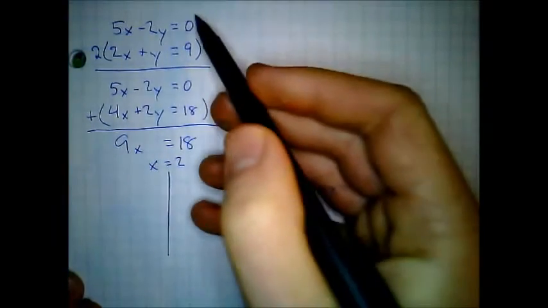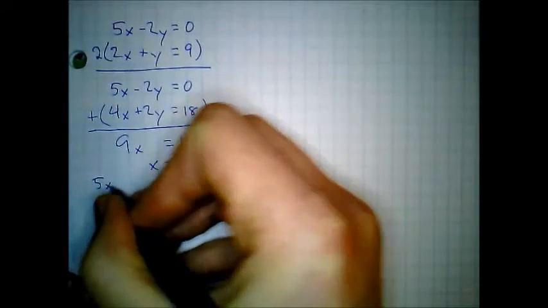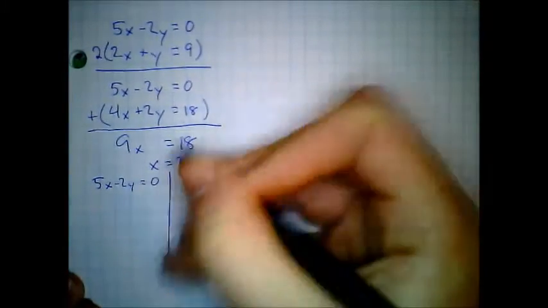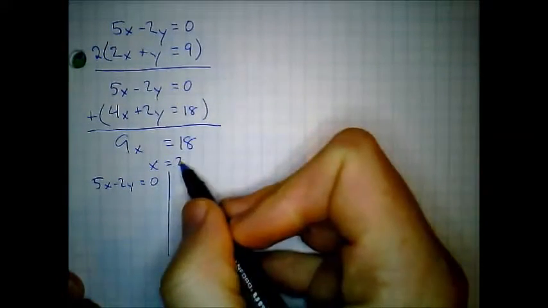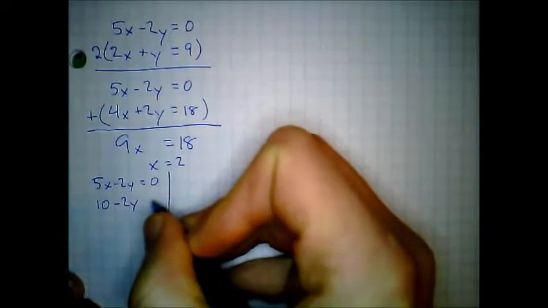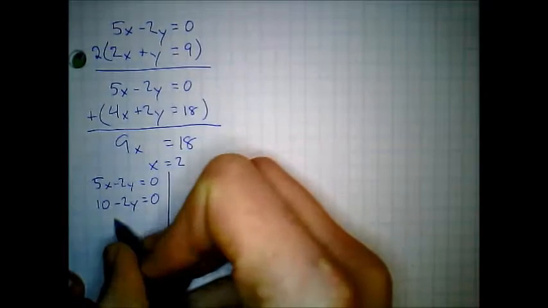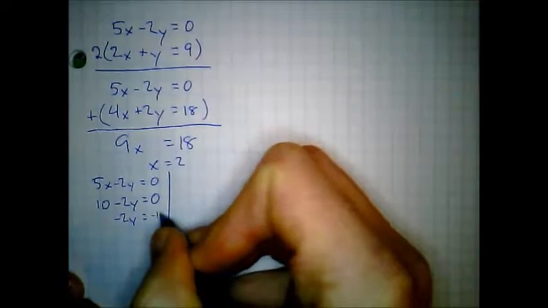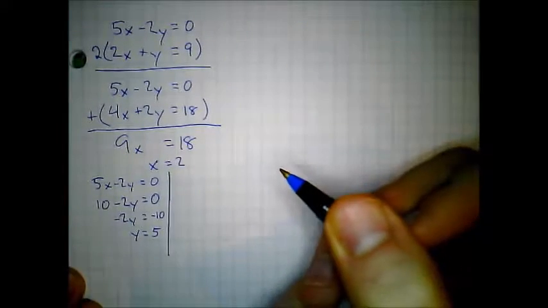So we go back to our original two equations: 5x minus 2y equals 0, and 2x plus y equals 9. When x equals 2, we're doing 5 times 2, which is 10. So we have 10 minus 2y equals 0. I'm going to subtract 10 from both sides. Negative 2y equals negative 10. Divide by negative 2 and get y equals 5.